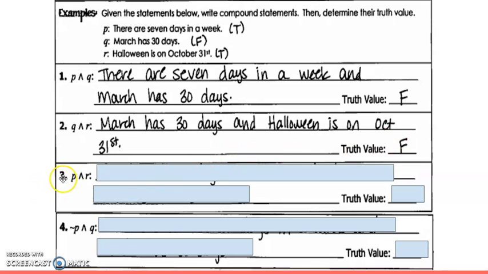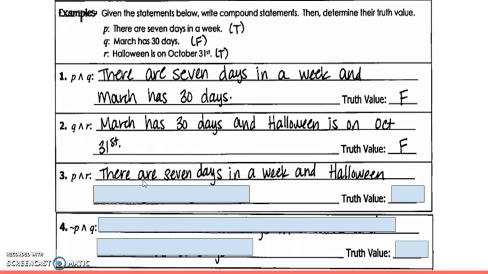Number 3, we have P and R. So there are 7 days in a week, and Halloween is on October 31st. Now in this case, we already know that P and R are both true. And since they're both true for an and statement, we have the whole statement is true.